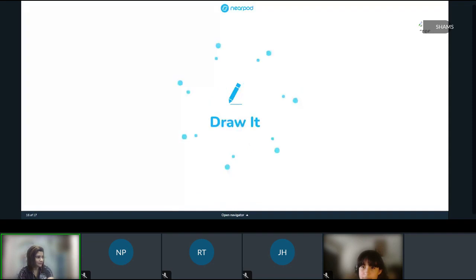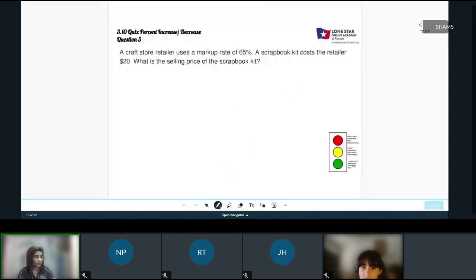And here it says, this is question 5, second variety. A craft store retailer uses a markup rate of 65%. Okay, now it is a markup. What is a markup? Let's see. Mark up is increase, right? Go up. And 65% as a decimal is how much? $0.65. Yes.